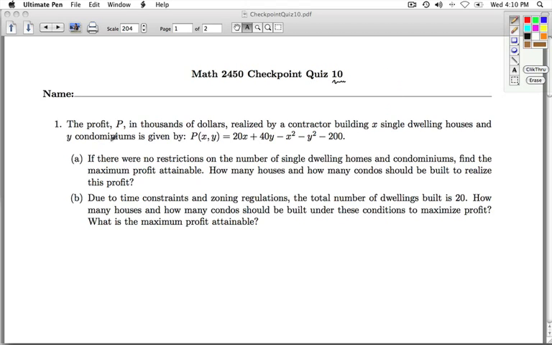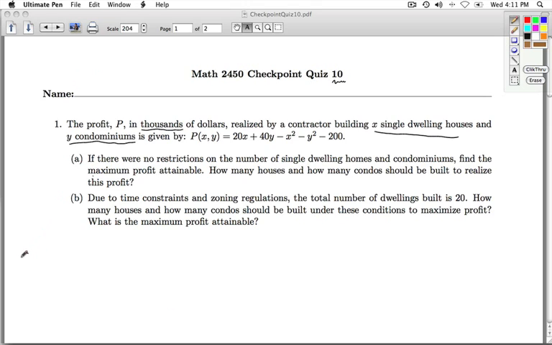So we start off with number 1. We're given a profit in thousands of dollars realized by a contractor building X single dwelling houses and Y condominiums is given by this function. Part A. If there are no restrictions on the number of single dwelling homes and condominiums, find the maximum profit attainable. How many houses and how many condos should be built to realize that profit?